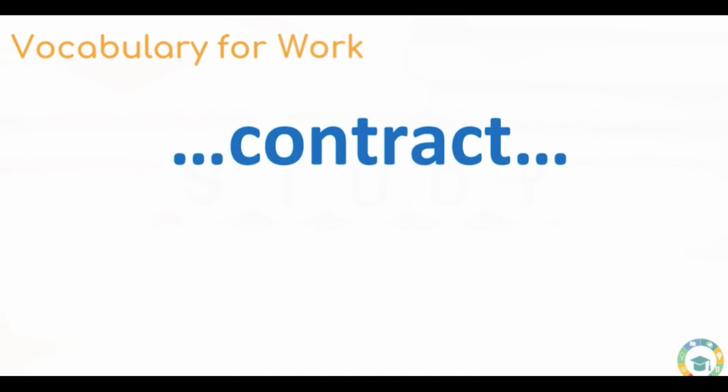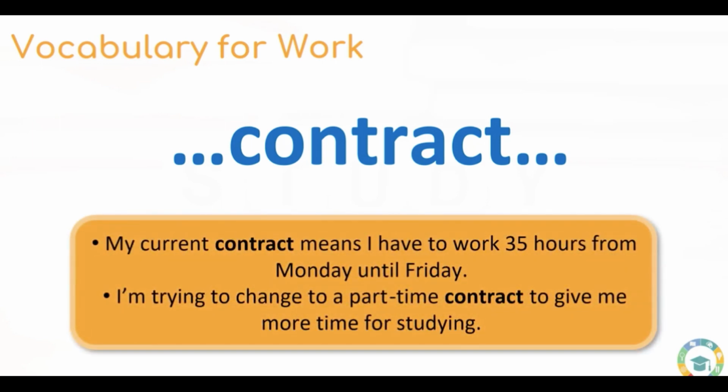Let's take a look at contract. A contract is a legally binding document that you sign with your employer, and it usually gives you a list of duties that you must do, and it talks about things like holidays and hours and when you will work. Let's look at some examples. My current contract means I have to work 35 hours from Monday until Friday. I'm trying to change to a part-time contract to give me more time for studying. So a few examples of the word contract.